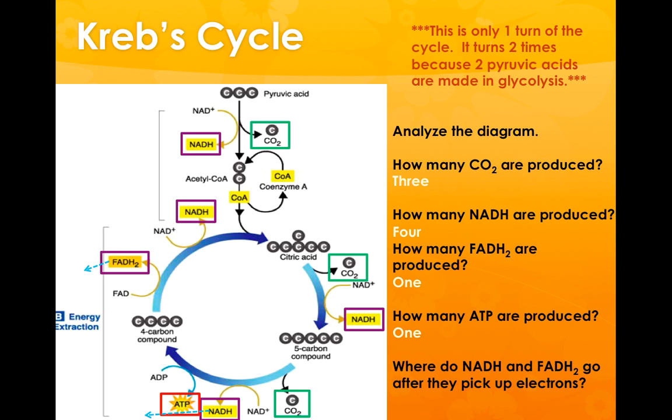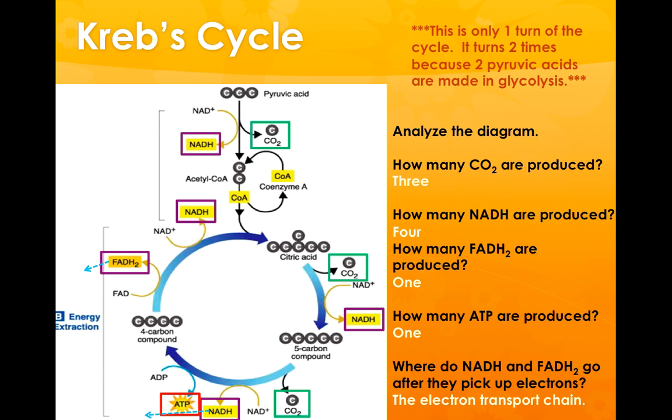So where do NADH and FADH2 go after they pick up electrons from the Krebs cycle? Again, they're going to go to the electron transport chain. And the whole reason, again, that the Krebs cycle happens is to produce NADH and FADH2, which are going to make a lot of ATP at the electron transport chain.